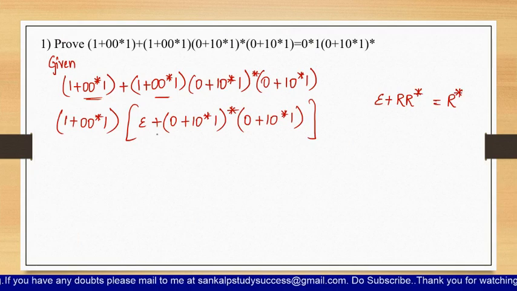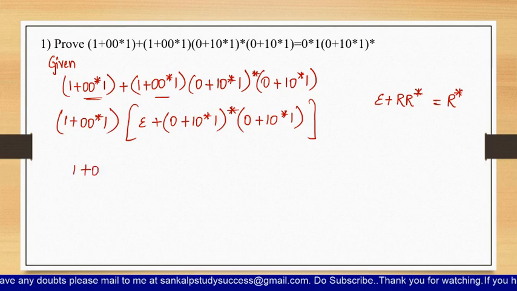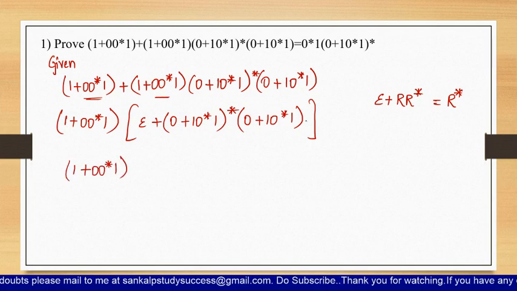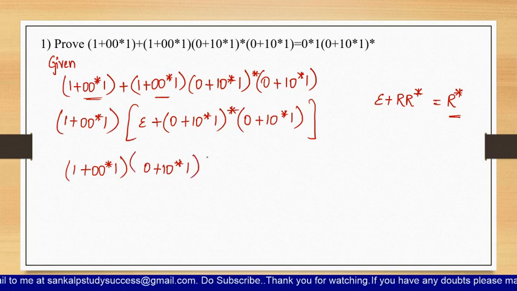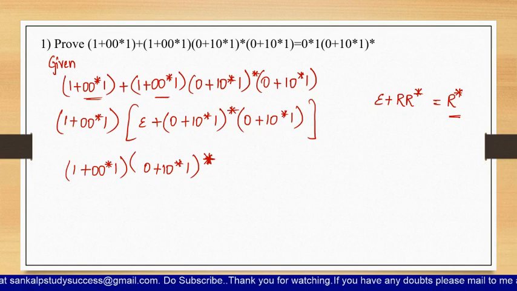Now, let us substitute this completely as r asterisk. So, 1 plus 0 0 asterisk 1, this completely you can write as r asterisk, right? R is nothing but 0 plus 1 0 asterisk 1 whole asterisk, because it is nothing but r asterisk, right? So, this is completely, you will get it in this format.